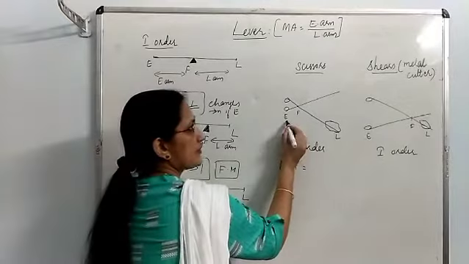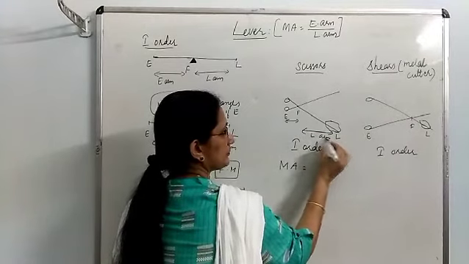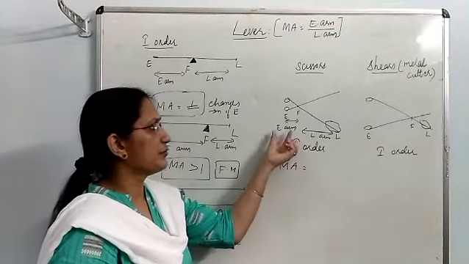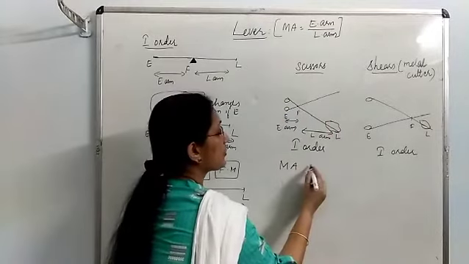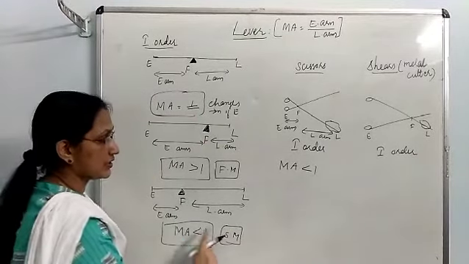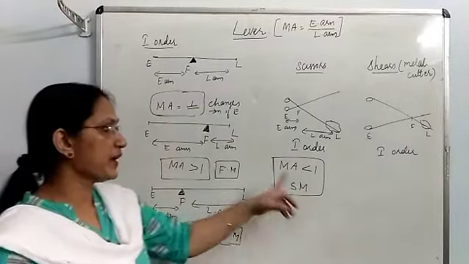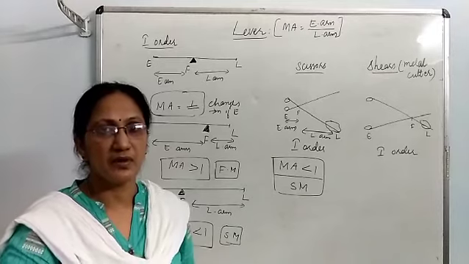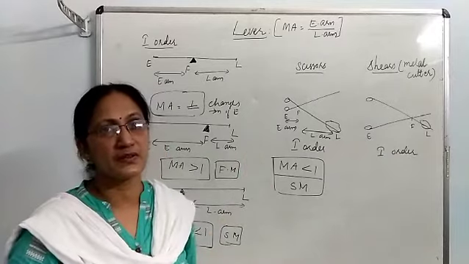Look at the diagram. This is the effort arm and this is the load arm for scissors. So how will MA be? Effort arm is shorter, load arm is greater. That means MA will be less than 1. What is the usefulness of a machine having MA less than 1? It is a speed multiplying machine. So we use scissors for the purpose of multiplying the speed. When we move the finger through a short distance, more length of cloth or paper gets cut.